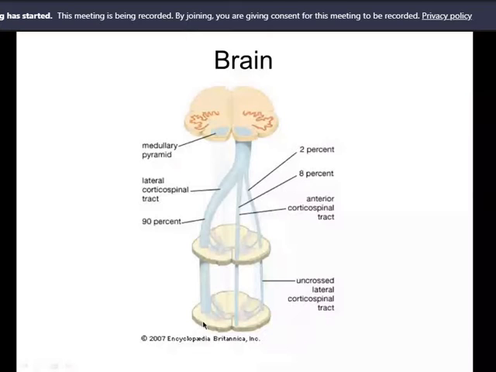And here also there is the anterior corticospinal and the uncrossed lateral corticospinal. But mainly we are concerned about the lateral corticospinal, which goes to the opposite side of the body, right? May I proceed?